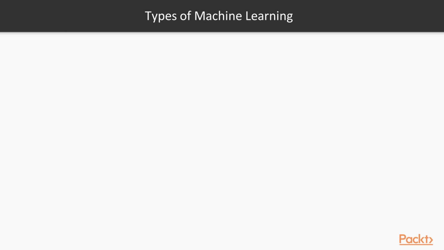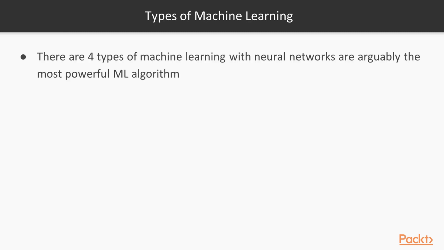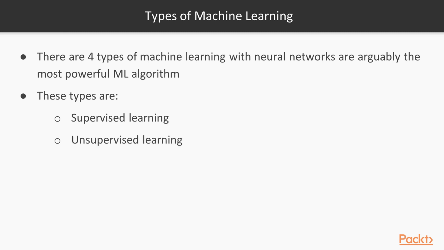So now let's talk a bit about the 4 types of machine learning. And arguably the most powerful machine learning algorithm is neural networks. And neural networks are the same thing as deep learning, but we'll discuss that more later on. However, let's look at the 4 main types. There's supervised learning, unsupervised learning, self-supervised learning, and reinforcement learning. Now, we're particularly going to spend a lot of time on supervised learning, but let's discuss what each of these are so you have overall knowledge of what machine learning is and what it can do.